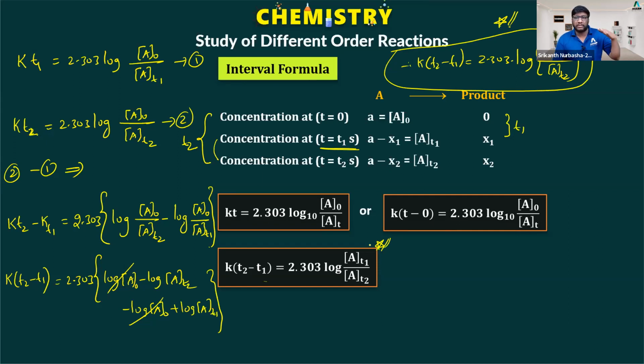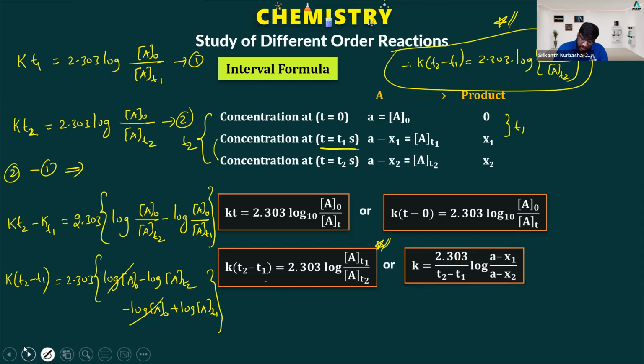Like at time T is equal to 0, reaction started. At time T is equal to 5 seconds, this is the concentration of the reactant. At time T is equal to 10 seconds, this is the concentration of the reactant. What is the value of K? Like that questions can be asked. So directly I can apply this formula. K into 10 minus 5 is equal to 2.303 logarithm of these two concentrations substituted. If you have to do that by general method, you have to solve two equations, which is time consuming.